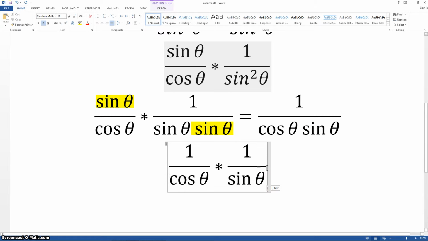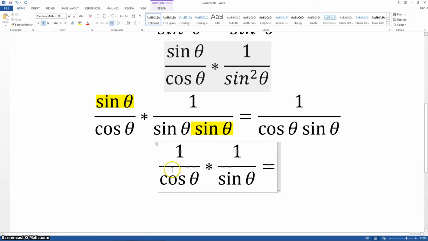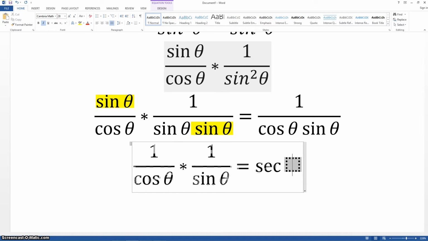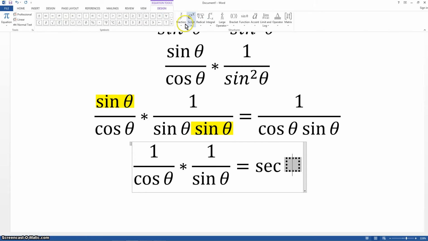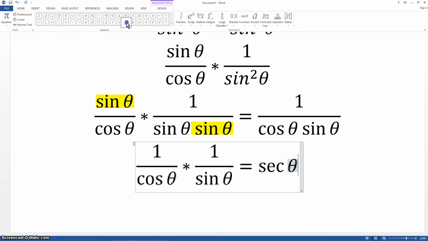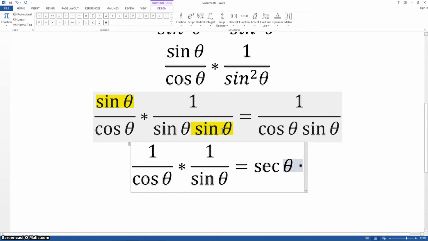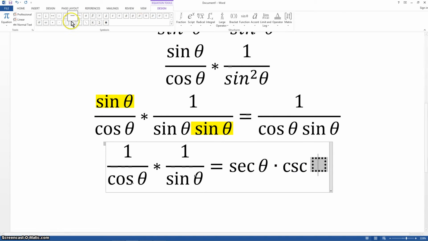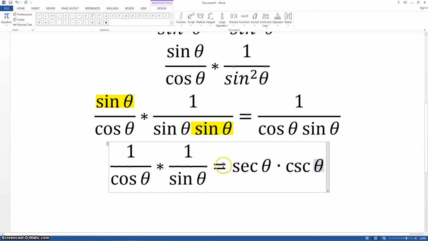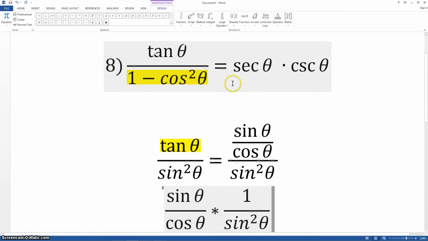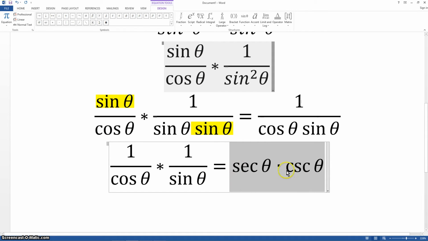Now, if we remember our identities, this is where we have to go back to our identities. 1 over cosine of theta is secant of theta times 1 over sine of theta is cosecant of theta. Okay, so let's just double check to see if this is what we were supposed to get up there, because I don't remember. We were supposed to get secant of theta times cosecant of theta, and that's exactly what we got.